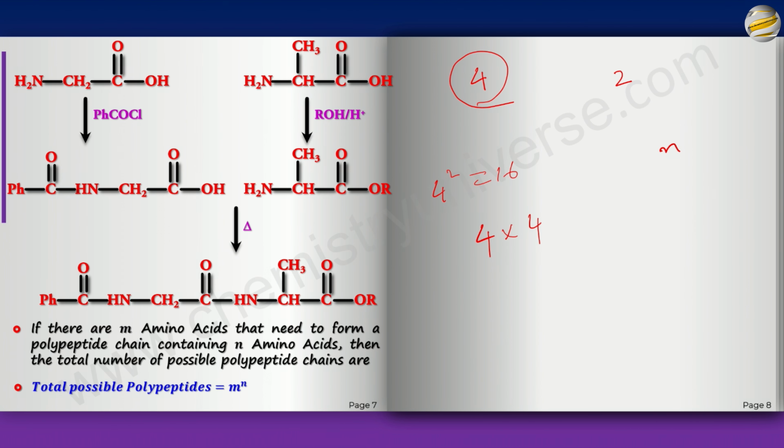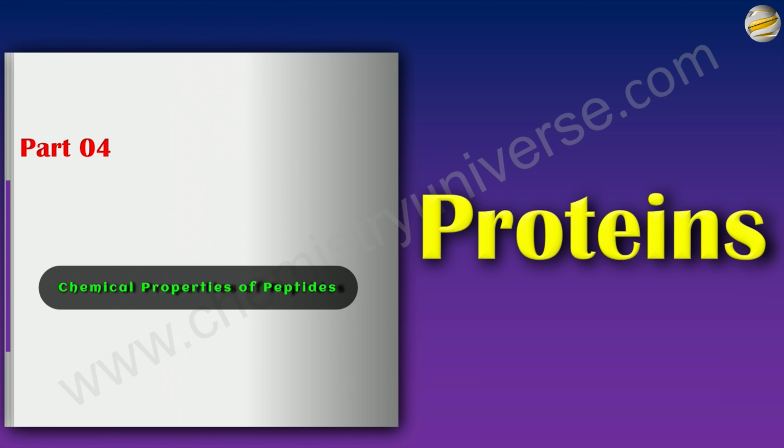So with that, we come to the end of this video. That is the chemical properties of polypeptides. As you can see, this one was a short one, but a very important one. You need to understand how to get a polypeptide, what are polypeptides, and how do we denote them. In the next one, we're going to talk about proteins. So I'll catch you then.